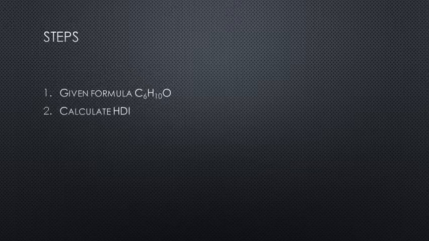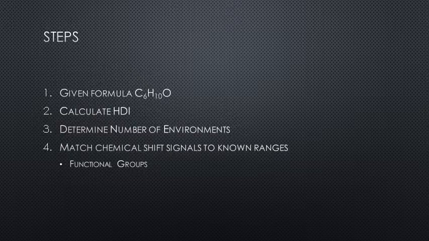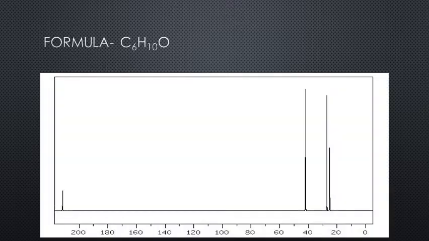So how does that affect the steps? Well, first, you're still going to have a given formula. So our formula is going to stay the same, C6H10O. You're still going to calculate your hydrogen deficiency index. You still want to find the number of environments. However, now, instead of looking for proton environments, you're looking for carbon environments. And 4, you want to match your chemical signals to known ranges, just like before.